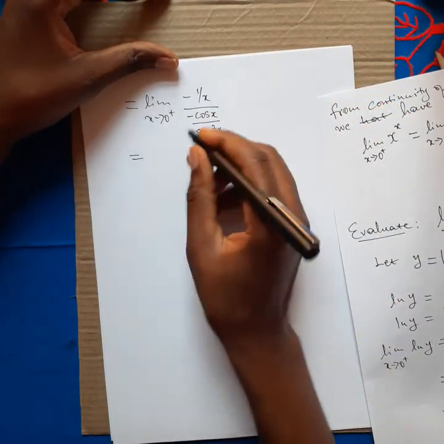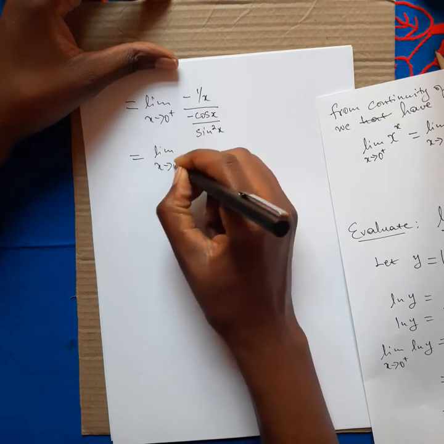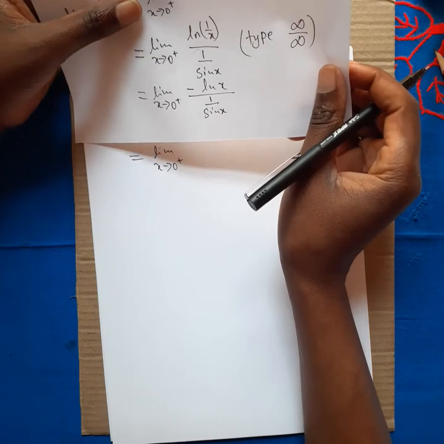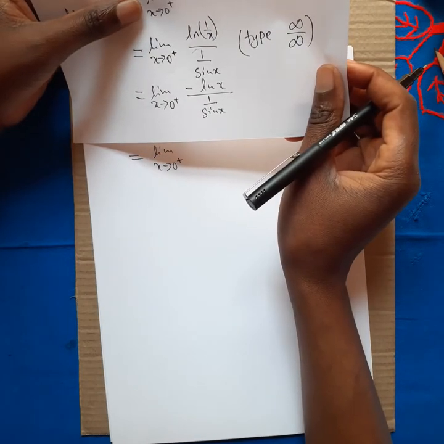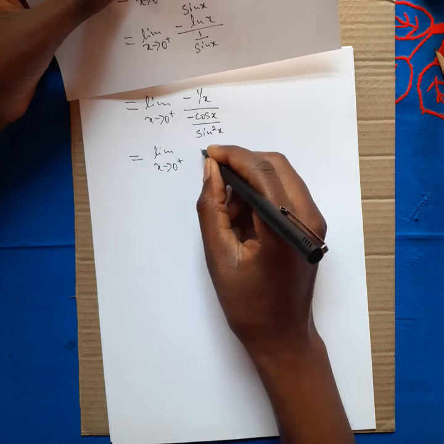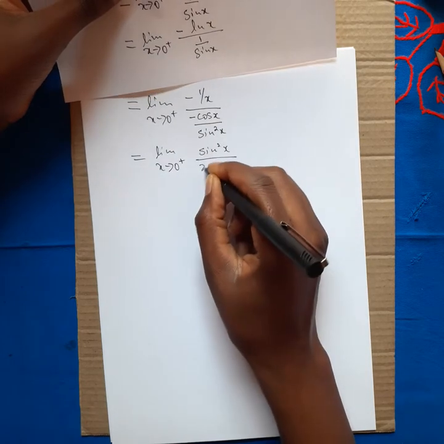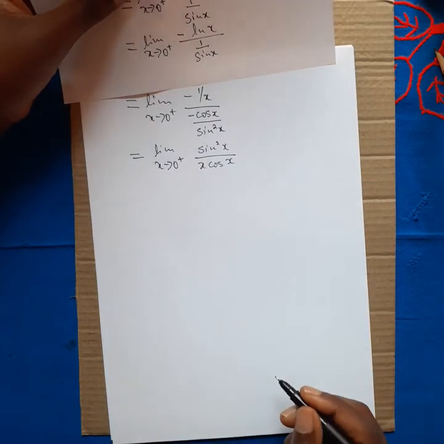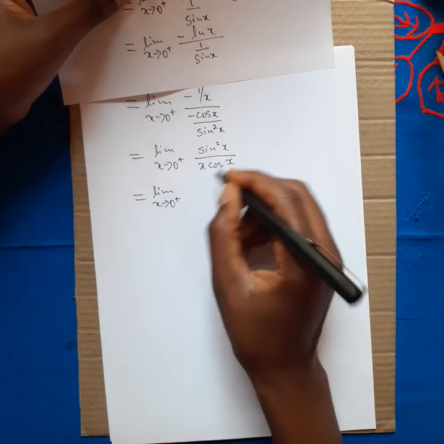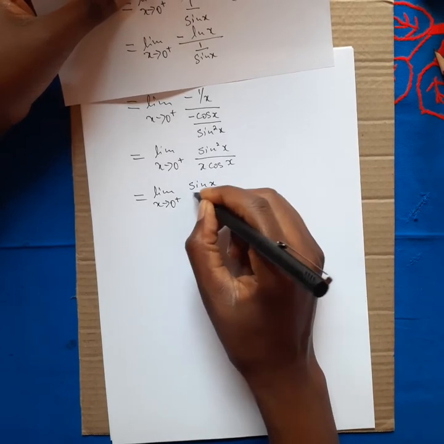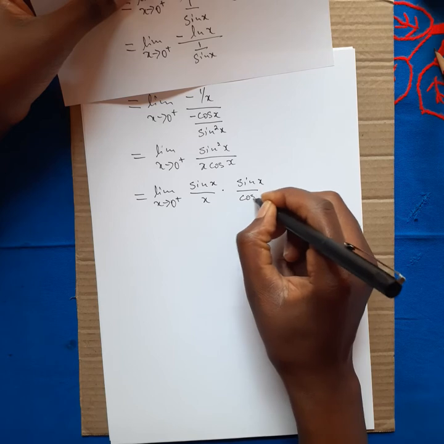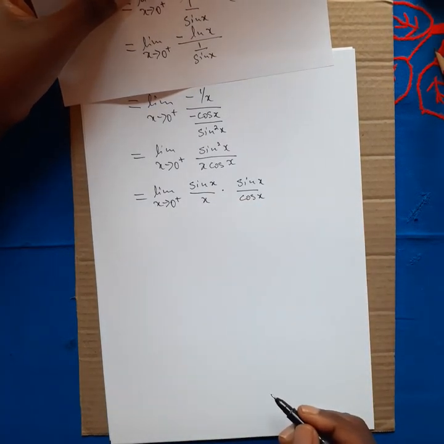Of course, this will give us the limit as x is approaching 0 from the right. 1 over x can be rewritten properly because we are dividing here. You can end up with sine squared x over x cos x, like that, which is the limit as x is approaching 0 from the right. This can be written as sine x over x times sine x over cos x, like that. All right.